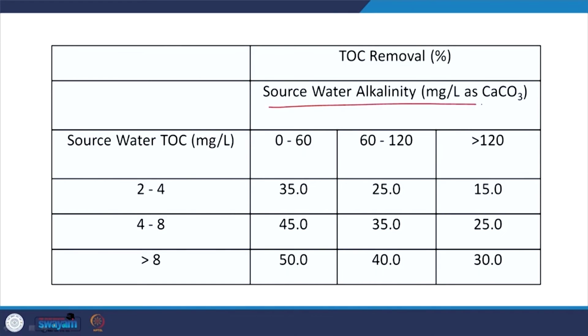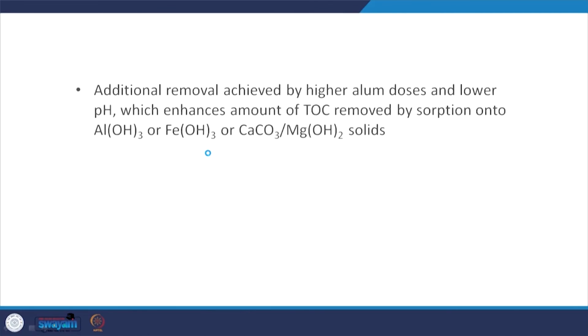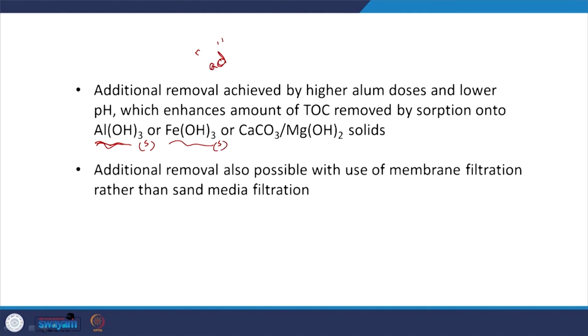Again, depending on the alkalinity, your TOC removal also will be dependent, but just some thumb rules here: if the source water is this and the relevant alkalinity, what is the TOC percentage removal you will expect? And some will be removed when we add the relevant chemicals and form the relevant precipitate, because organic carbon or TOC will be adsorbed onto this solid. Yes, that's something to keep in mind. This is adsorbed, right?